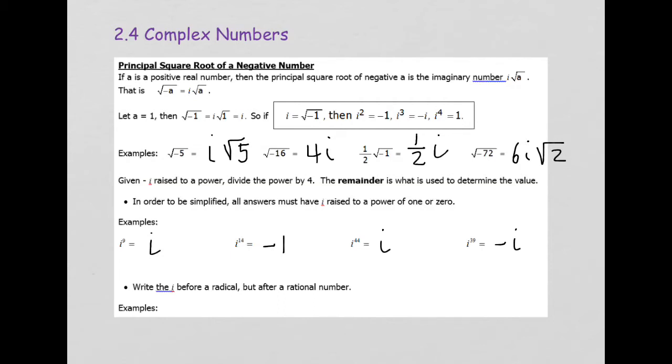Okay, write the i before the radical but after the rational number. So that would be, examples, 3i square root of 2 or i square root of 7. Now you'll see it sometimes the other way, but this is the most common way it's seen.